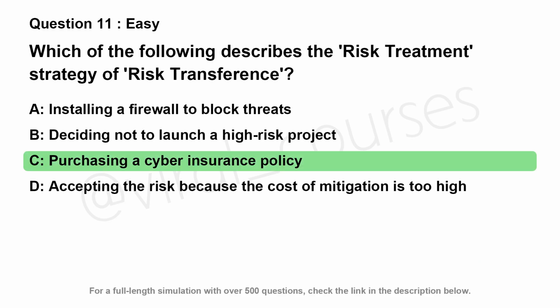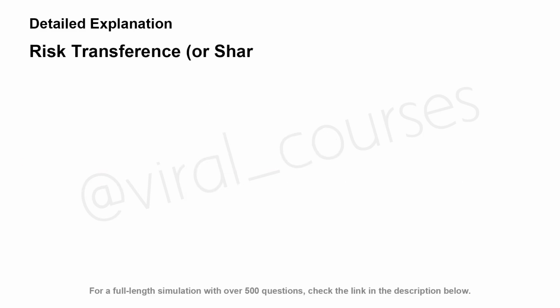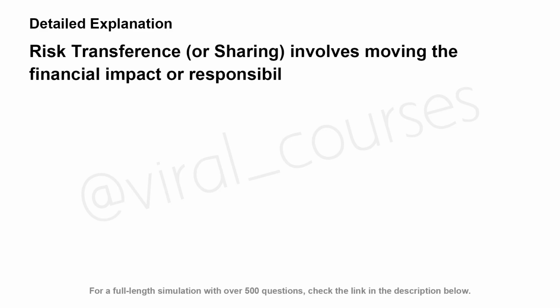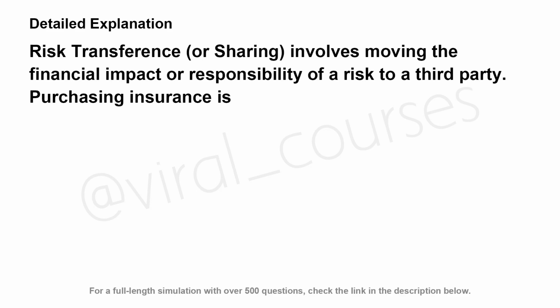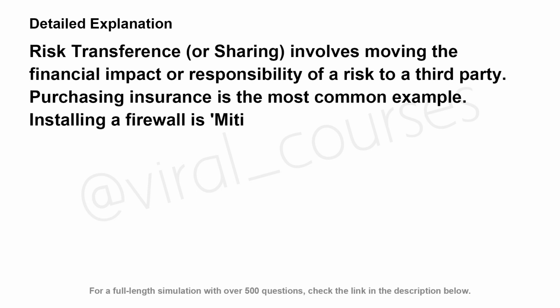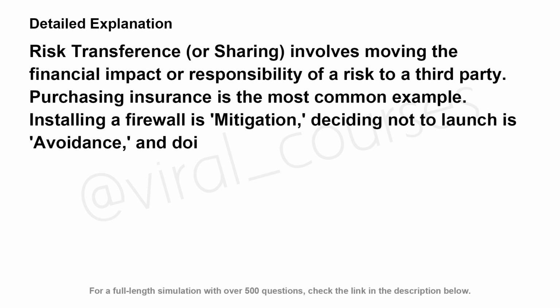The correct answer is C. Risk transference, or sharing, involves moving the financial impact or responsibility of a risk to a third party. Purchasing insurance is the most common example. Installing a firewall is mitigation, deciding not to launch is avoidance, and doing nothing is acceptance.